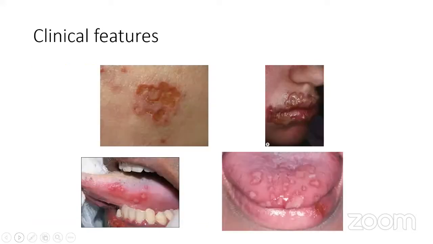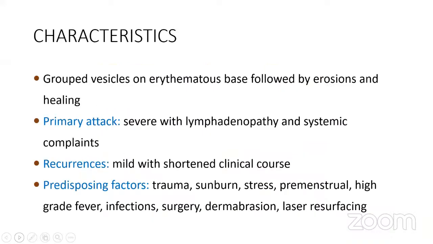Next slide. Okay, the clinical features: it presents as grouped vesicles on an erythematous base, followed by erosions and then healing. The primary attack is usually most severe, with toxic symptoms like fever, severe lymphadenopathy, and malaise. Recurrences are comparatively mild with a shortened clinical course.